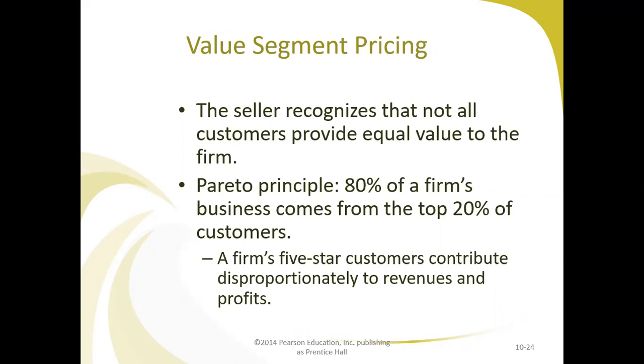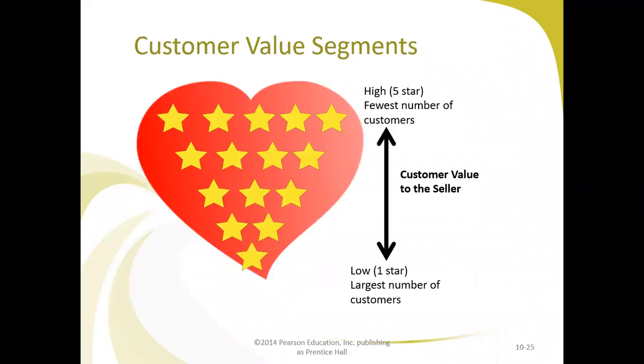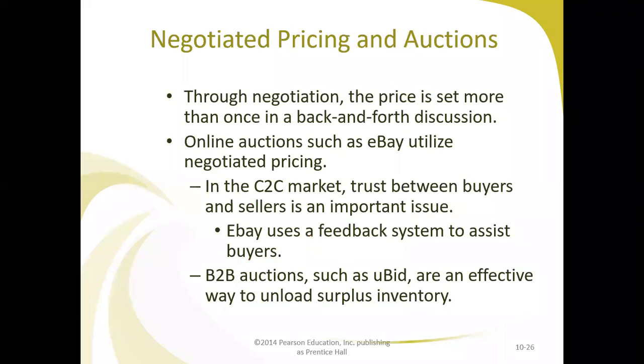A firm's five-star customers contribute disproportionately to revenues and profits. He will be a loyal and regular customer. Customer value segment: this is how we do it, by starring them, giving star ratings, 5-star, 4-star, 3-star, 2-star, and single star. So according to that, the customer is valued. Okay. So the fewest number of customers will be at 5-star, and the largest number of customers will be at 1-star.